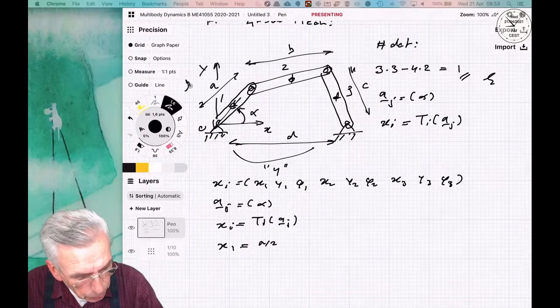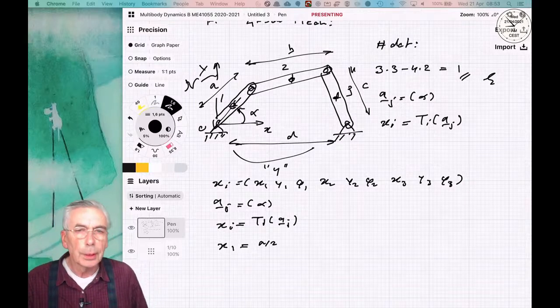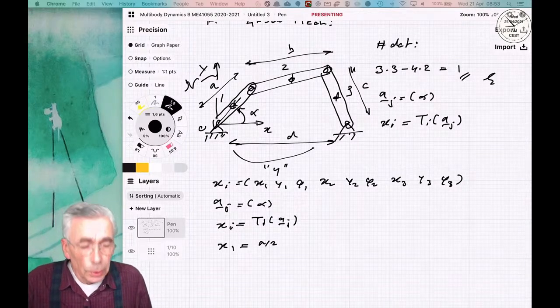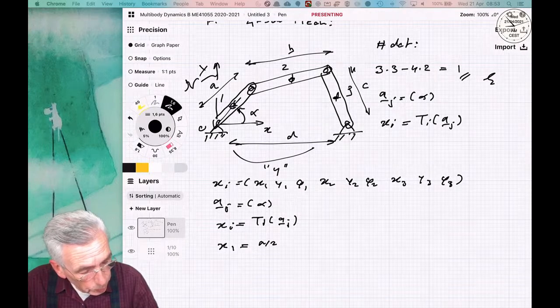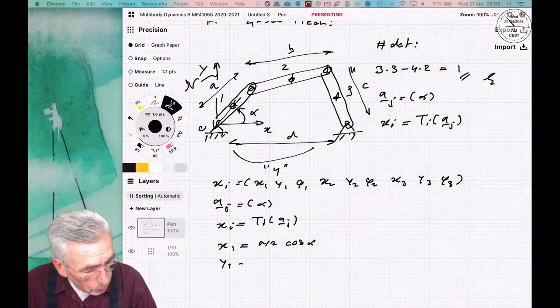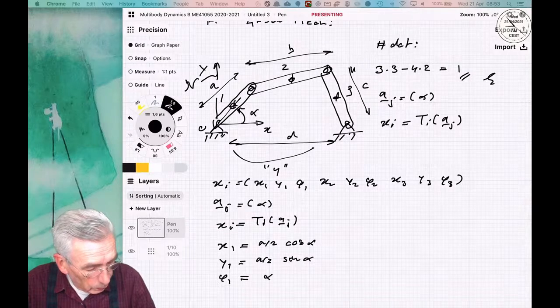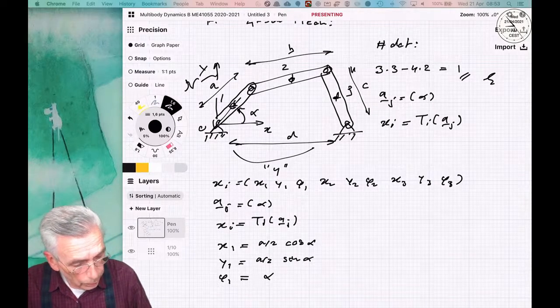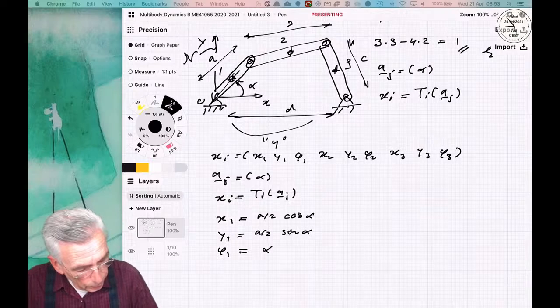And maybe we also put an inertia frame later on for dynamics. So again, a over 2 times cosine of alpha. y1 is then of course a over 2 sine alpha. And then phi1 is this angle alpha. Okay, that's not so hard.